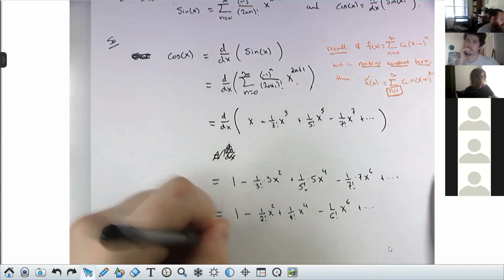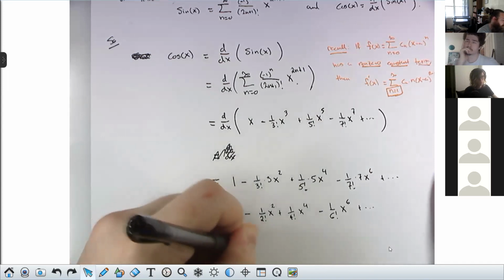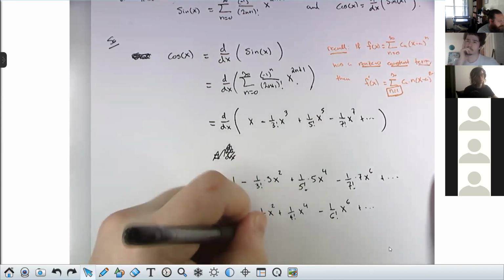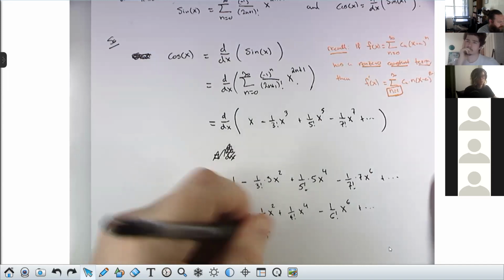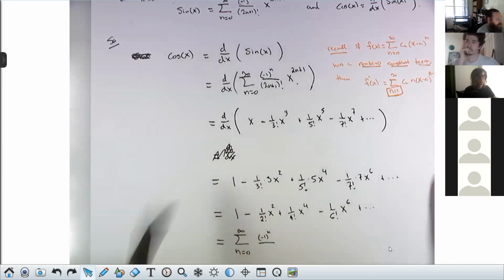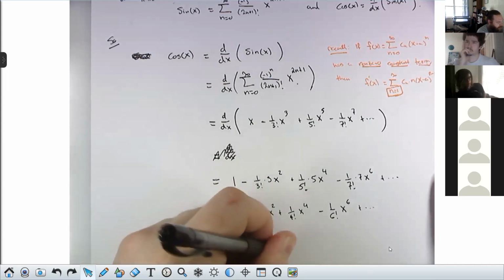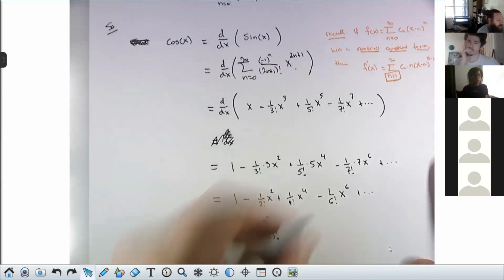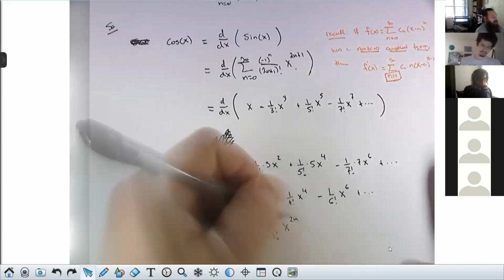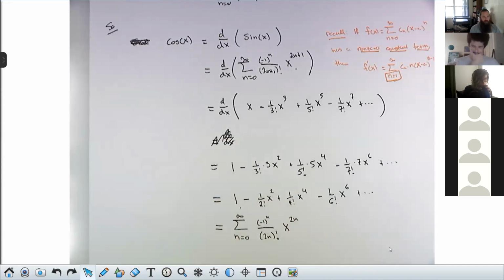So what is this? I can go back to sigma notation now. This is sigma n from 0 to infinity, alternating again, -1 to the n. Downstairs here, instead of odd factorials, I have even factorials: 0 factorial, 2 factorial, 4 factorial, 6 factorial. So this is 2n factorial. And then x to the 2n, even powers of x. Yeah, we do need the factorial, and we'd want to put 2n in parentheses if we're being careful typing it. But you get the idea.